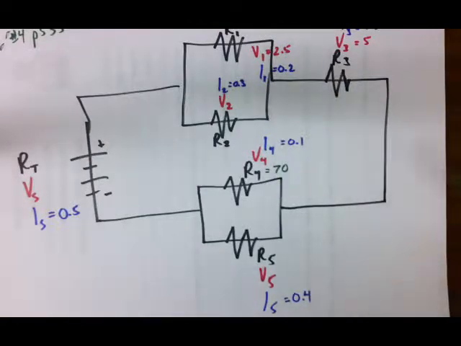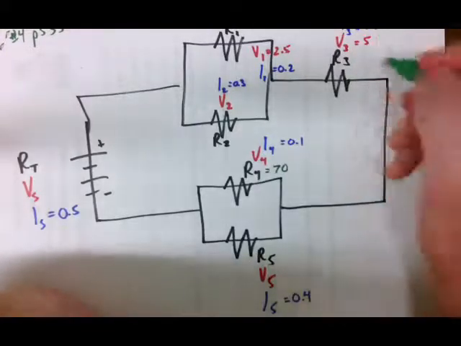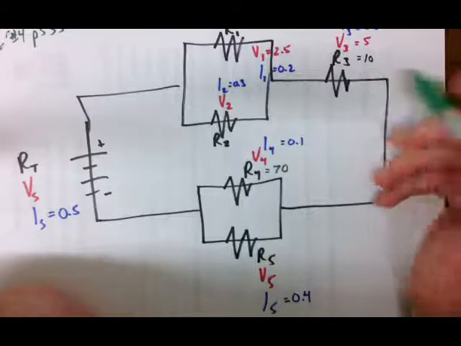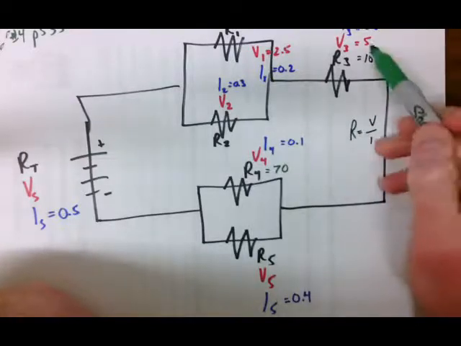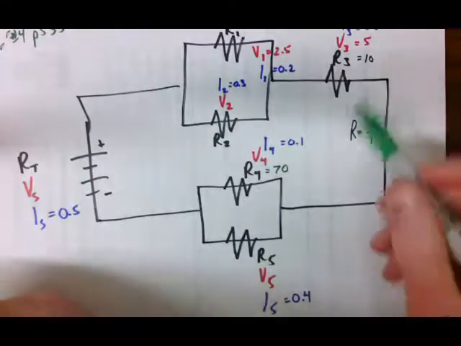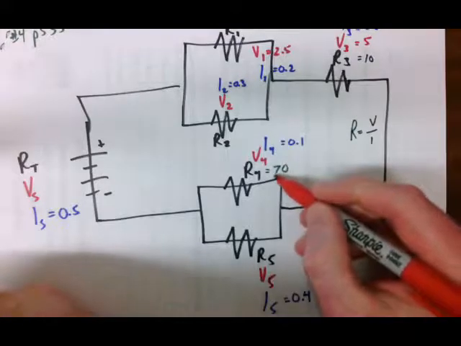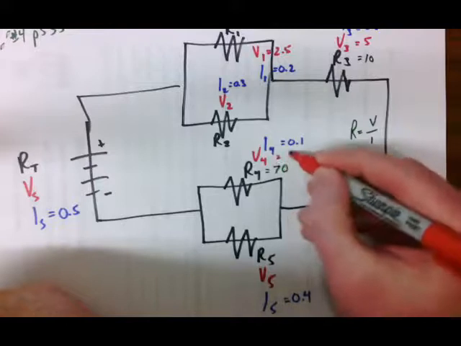All right, so let's go here. R equals V over I, right? 5 over 0.5 is 10. That's R equals V over I. What do we got over here? Oh, I need red. So 70 equals V over 0.1. 70 times 0.1 is 7.